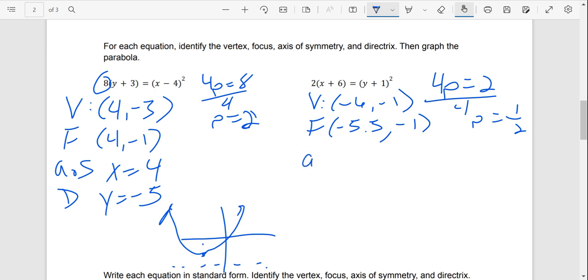Axis of symmetry is going to be y equals -1. That's where it cuts in half. And then your directrix, go the other way with it, so it's going to be -6.5. X equals -6.5.